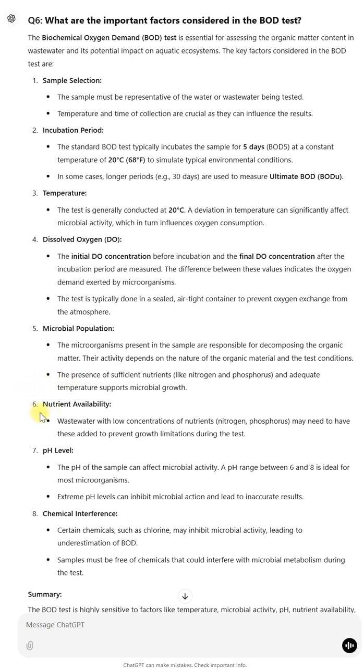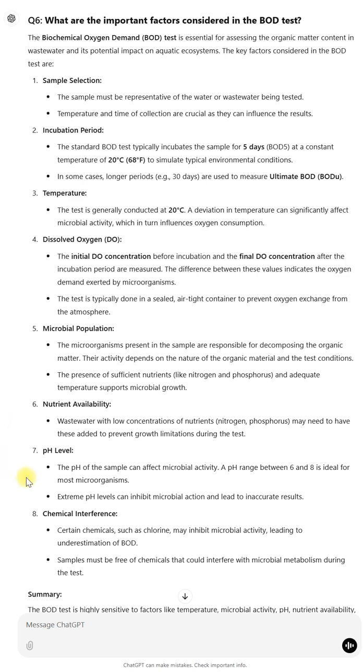6. Nutrient availability. Wastewater with low concentrations of nutrients, nitrogen and phosphorus, may need to have these added to prevent growth limitations during the test. 7. pH level. The pH of the sample can affect microbial activity. A pH range between 6 and 8 is ideal for most microorganisms. Extreme pH levels can inhibit microbial action and lead to inaccurate results.